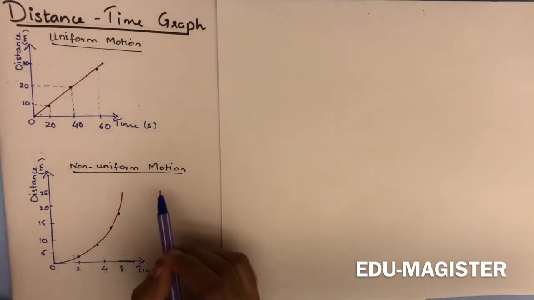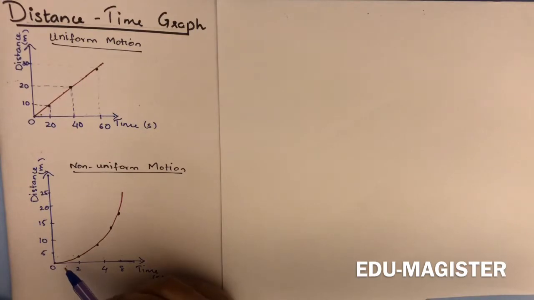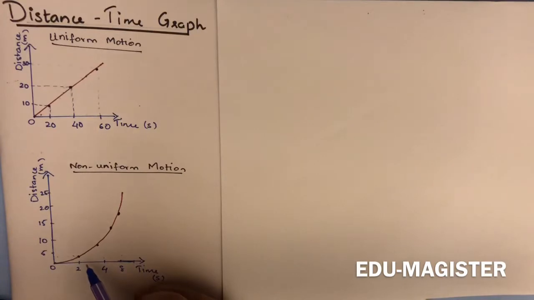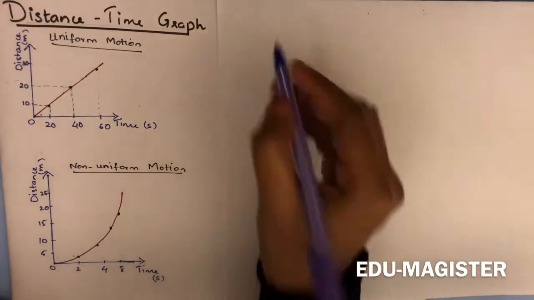But in the case of a non-uniform motion, the graph is a curve because why? The distance and time proportionality does not exist here. So, the object is not covering equal distance in equal interval of time. The distance covered in each time interval will be different. And if the object is at rest, the distance time graph will look like a horizontal line which is parallel to the x-axis.